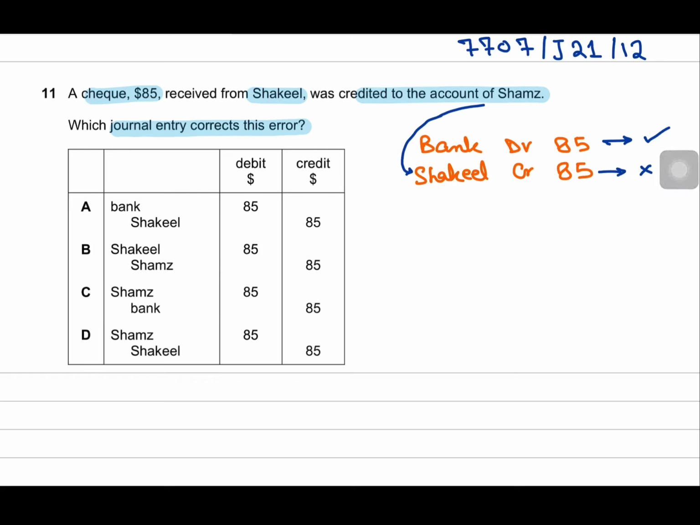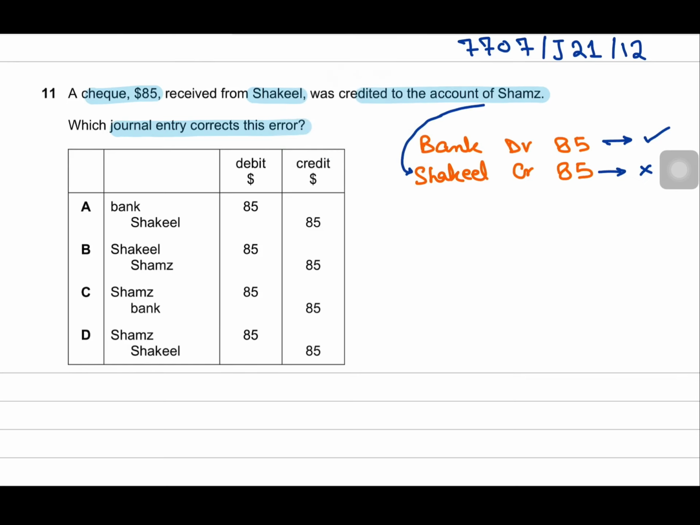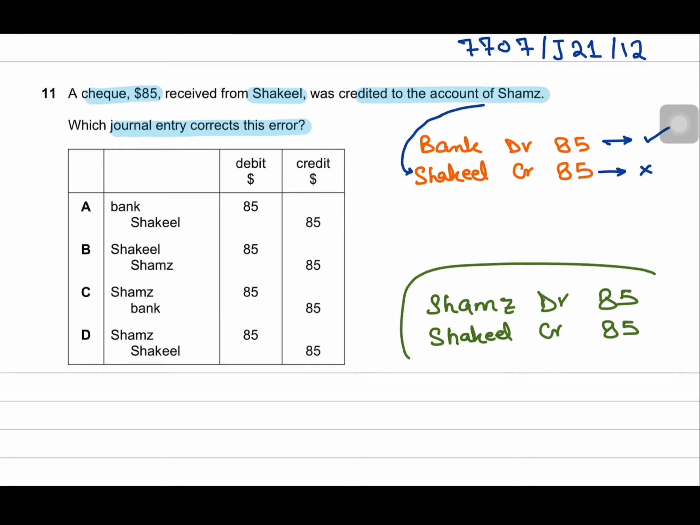So first of all, do what should have been done, that is credit Shakil. So Shakil will now be credited because we haven't done anything in his account. So Shakil will be credited, and whom have we credited instead? Shams. So eliminate the effect of the wrong entry from this account by now debiting Shams by $85, right? This is an error of commission, assuming that Shams is also another debtor for the business, right? So this will be your correcting entry.